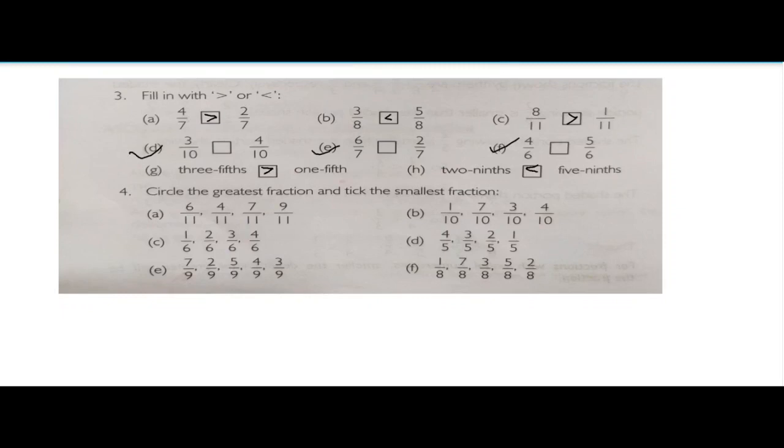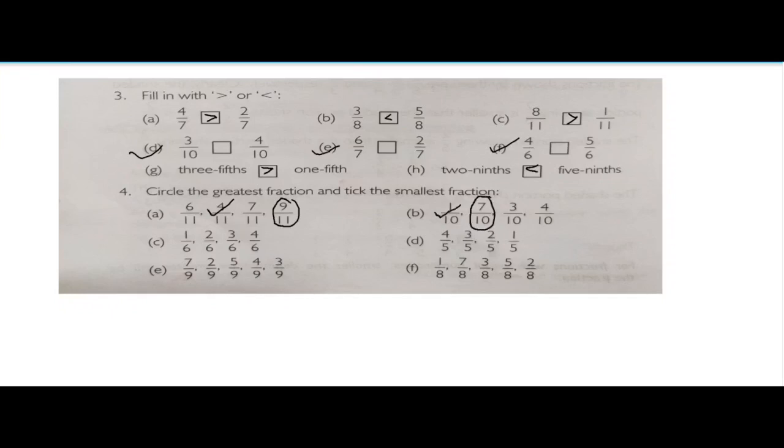Now circle the greatest fraction and tick the smallest fraction. So here you can see the greatest fraction is 9 by 11 because it has the highest numerator. Next, tick the smallest fraction. So 4 by 11 is the smallest fraction. This thing you can do in the book only. Here the smallest fraction is 1 by 10. So I am taking it out, and the largest fraction is 7 by 10.